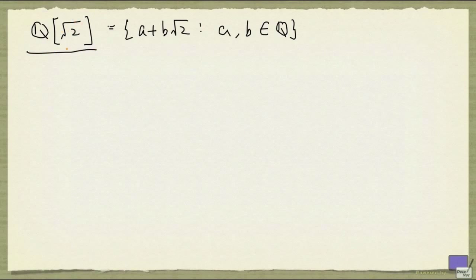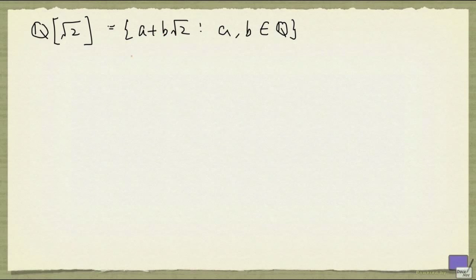What we are going to look at is the set of numbers of the form A plus B times the square root of 2, where A and B are rational numbers. So this symbol here, Q open square bracket, square root of 2 close bracket, denotes this set. The set of all possible numbers you can form by taking A and B rational, and forming the number A plus B times the square root of 2. If you understand this example, you have pretty much understood the definition of a field.